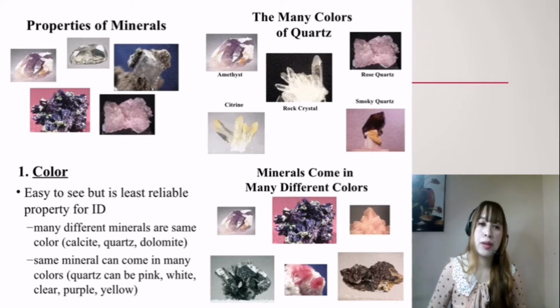When we talk about the physical properties, commonly we refer also to the color. The color is easy to see, but is the least reliable property for identifying a certain mineral, because many different minerals are the same color, but they are different in classification. The same mineral can come in many colors, like quartz can be pink, white, clear, purple, and yellow. So one mineral has different colors, and it's very difficult to identify.